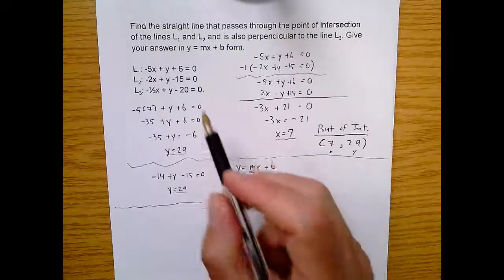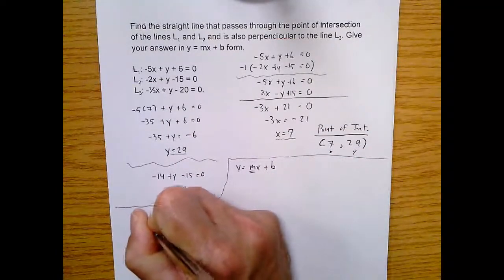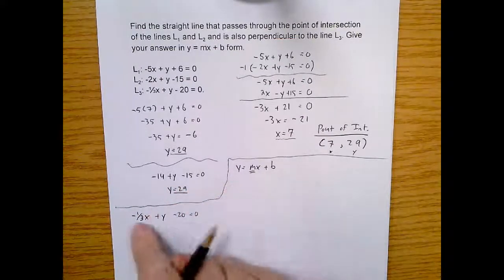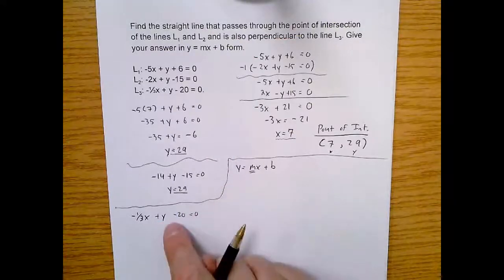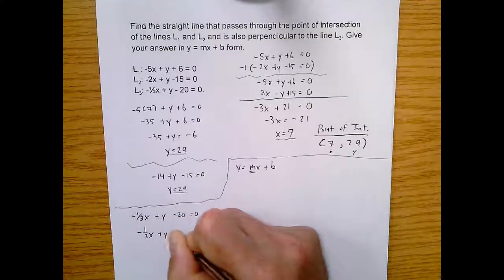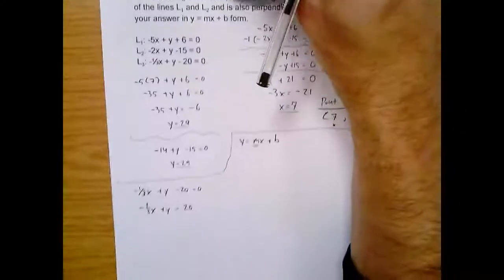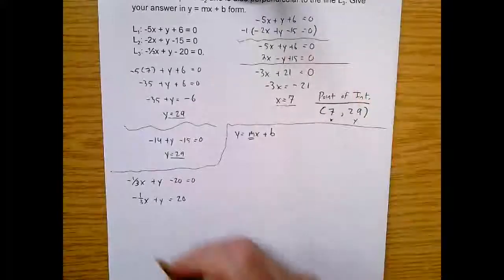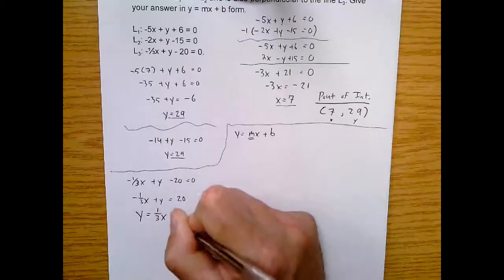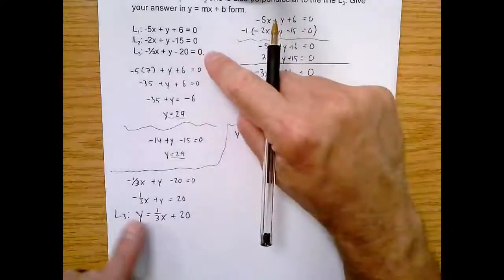So if you think about this, let's put it right over here. I have negative 1/3 x, okay, plus y minus 20 equals 0. And I can't use this yet because it's not in the right form. So I'm going to add 20 to both sides. Negative 1/3 x plus y equals 20. Great. I'm going to add 1/3 x to both sides. Okay. So I get y is positive 1/3 x plus 20. This is L3, the same L3 I just put into slope-intercept form.